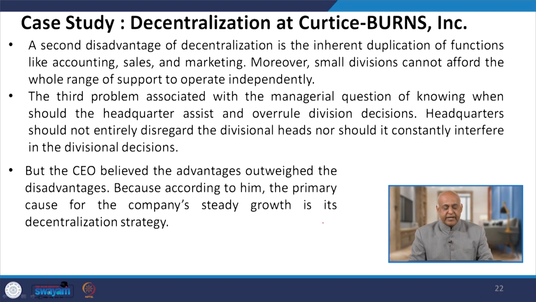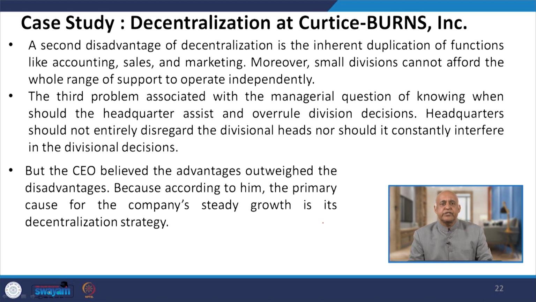The entrepreneurial spirit often found in a small business can be brought into a large enterprise through decentralization, but there are certain disadvantages to it. The divisional marketing of the regional brands did little to promote the visibility of the Curtis Burns stock. A second disadvantage of decentralization at Curtis Burns is the inherent duplication of functions, like accounting, sales and marketing. Moreover, small divisions cannot afford the whole range of support needed to operate independently.